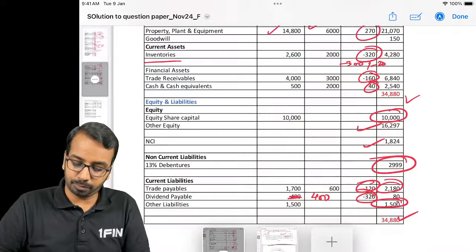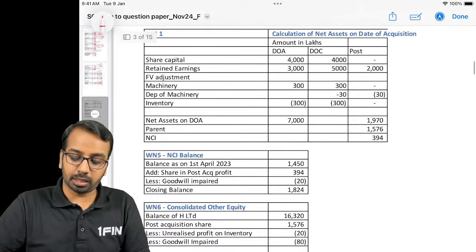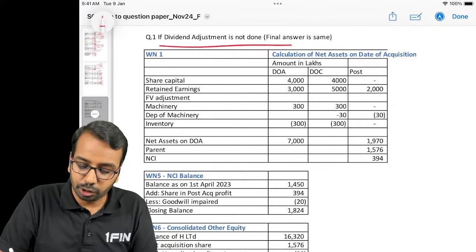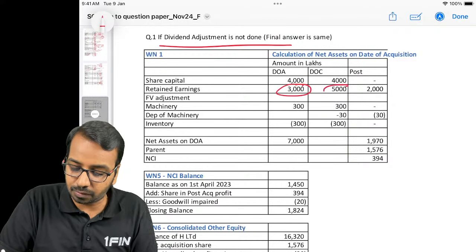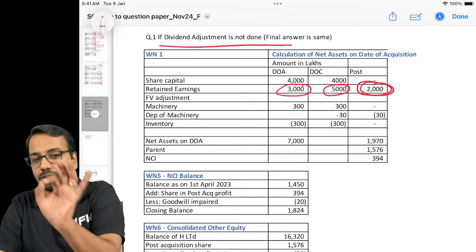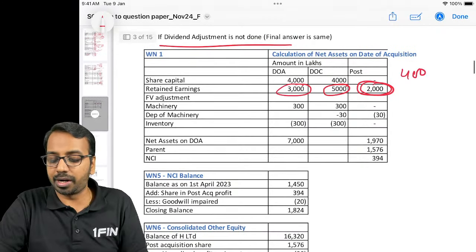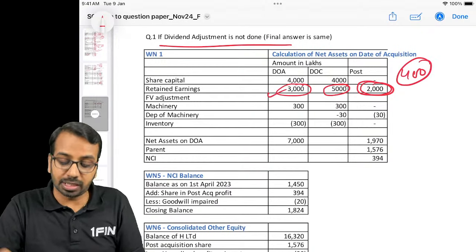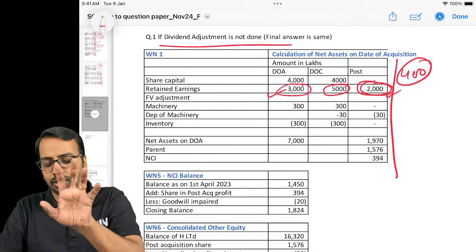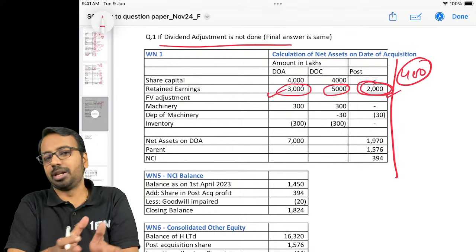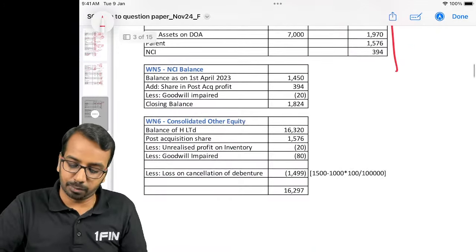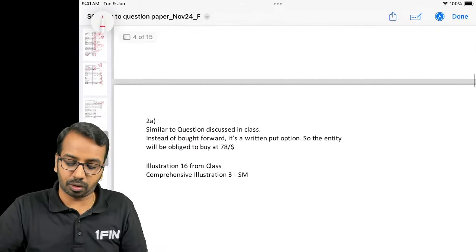Right? So second one. Before that, if the dividend adjustment is not done, what you can directly do is take the date of acquisition reserves and date of consolidation reserves and say that this 2000 is post. Actually, technically, it's not post because you have 400 of dividend which is paid out of this date of acquisition profit. But still, if you have done this calculation, then also you will get similar marks because the remaining adjustments would all be the same. The final numbers, 1824 here, 16297 here, all of that would be the same.